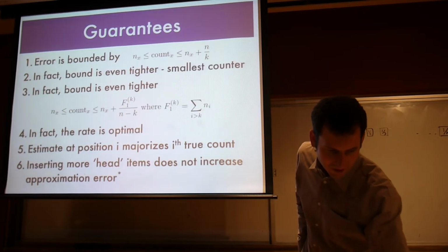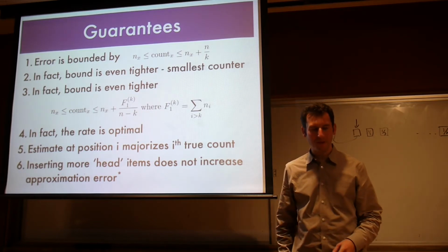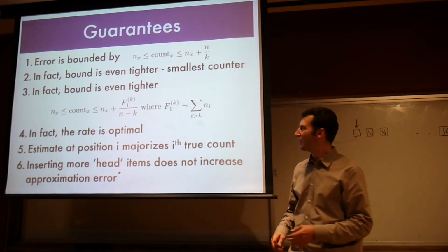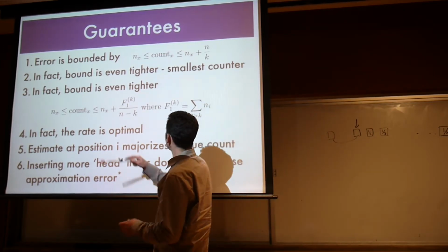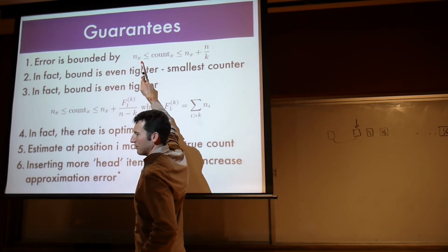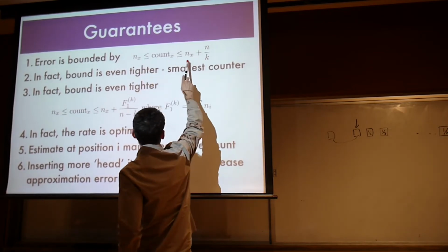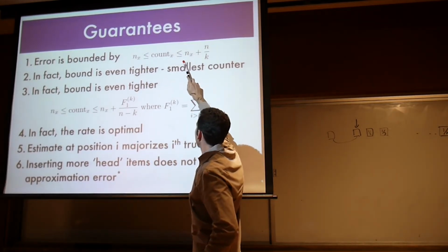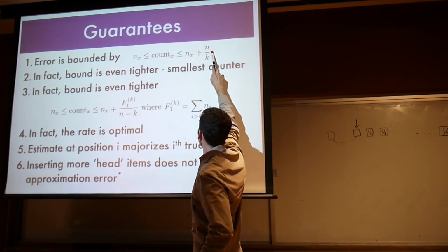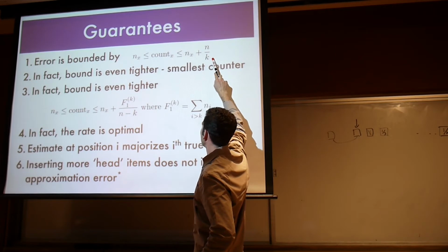Okay. So now this algorithm has amazingly strong bound guarantees. The first guarantee is that the count that I'm observing is an upper bound on the actual count, and even more so, it's upper bounded by the actual count plus the total number of observed symbols divided by the number of bins. Okay?